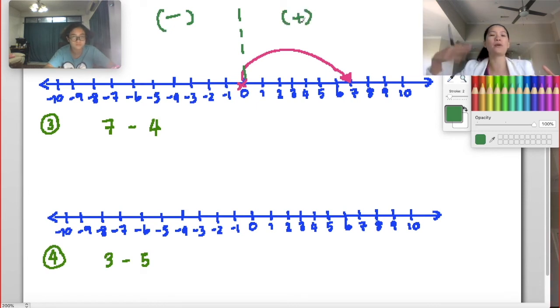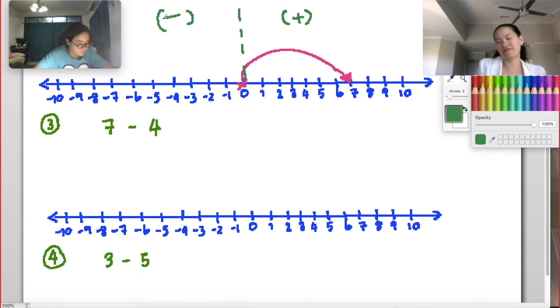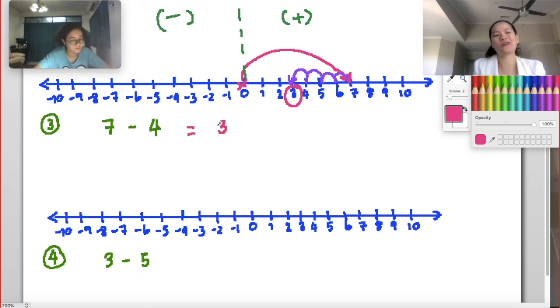That means you add the number when you go to the right and you subtract it when you go to the left. Okay, now you count, Layla. 7 and then minus 4. That means you come back 4. 1, 2, 3, 4. Here. So your answer is 3. Very good. Next one.